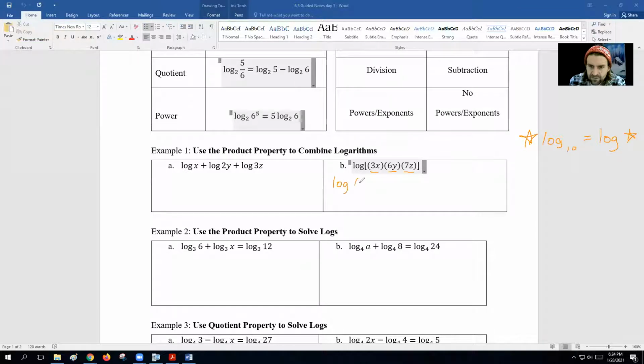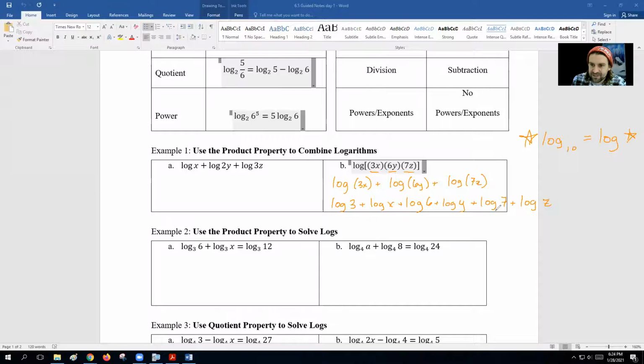So we got log of 3x plus log of 6y plus log of 7z. We can break it down like that. In fact, we could break this down even more, because 3x is 3 times x. So this is log 3 plus log x plus log 6 plus log y plus log 7 plus log z.